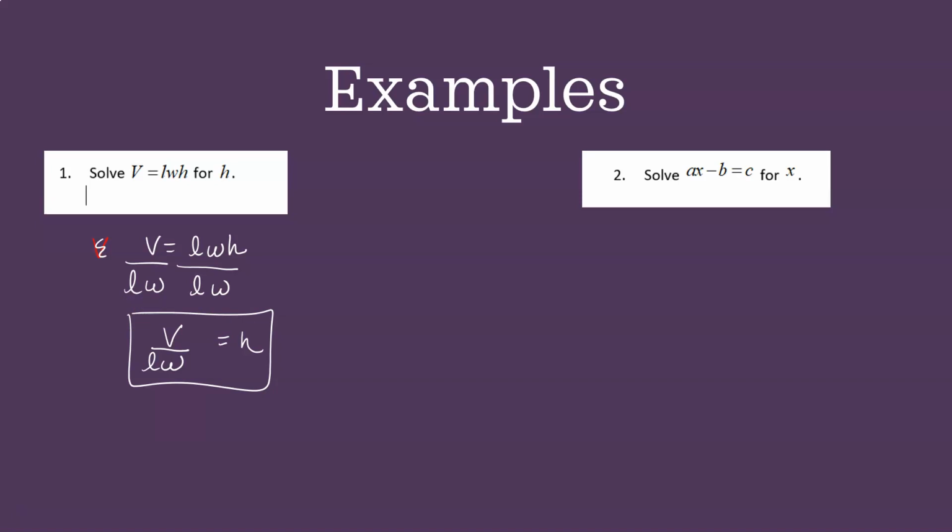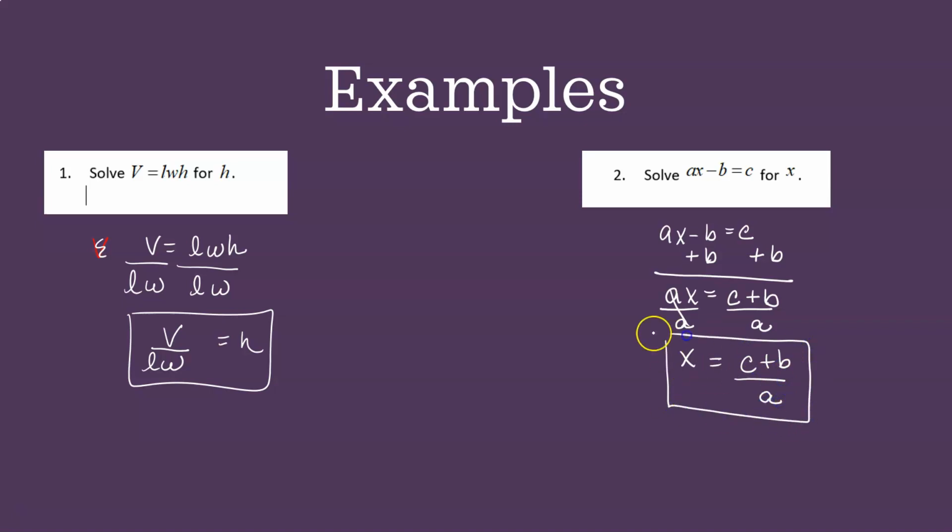Number 2, solve ax minus b equals c for x. Let me rewrite. So we're trying to get x alone. First I'm going to undo this subtraction with addition, so I'm going to add b to both sides. So I have ax equals c plus b. Now I need to get rid of that a. It's a times x, so I'm going to divide by the inverse. So x is alone, and I have c plus b over a. That's your answer.